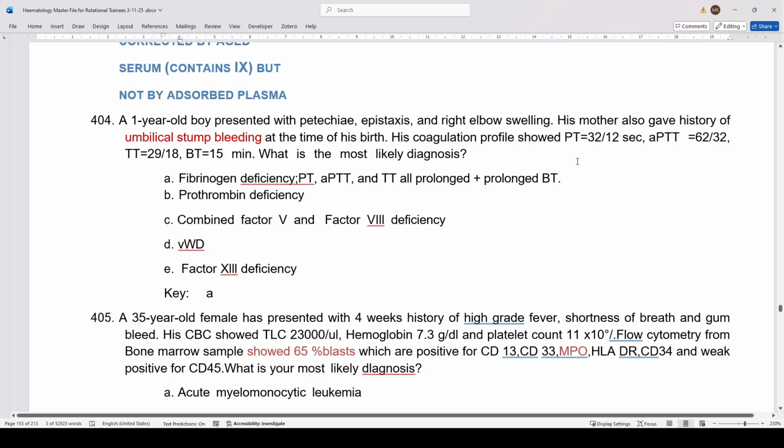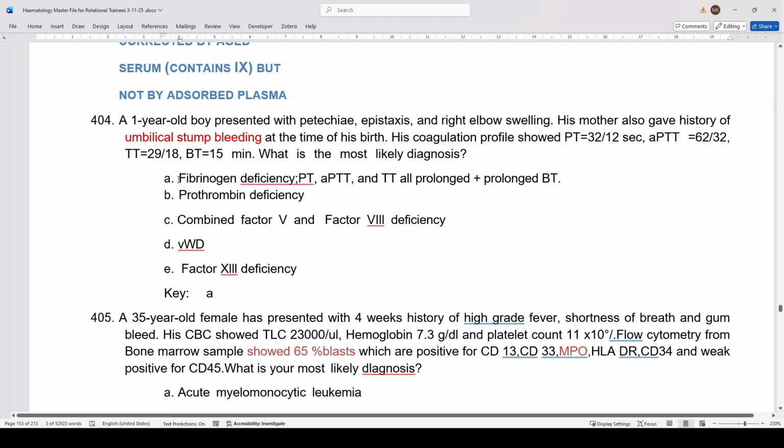In factor 13 deficiency everything will be normal. But in factor 1 fibrinogen deficiency, as it is in the common pathway, PT and APTT will both be prolonged. Thrombin time is also prolonged. So this scenario typically tells us that it is a fibrinogen deficiency. Then we have to do a Clauss assay to see the activity, and a fibrinogen antigenic assay to see the antigen levels, to tell whether it is afibrinogenemia, hypofibrinogenemia, or dysfibrinogenemia.